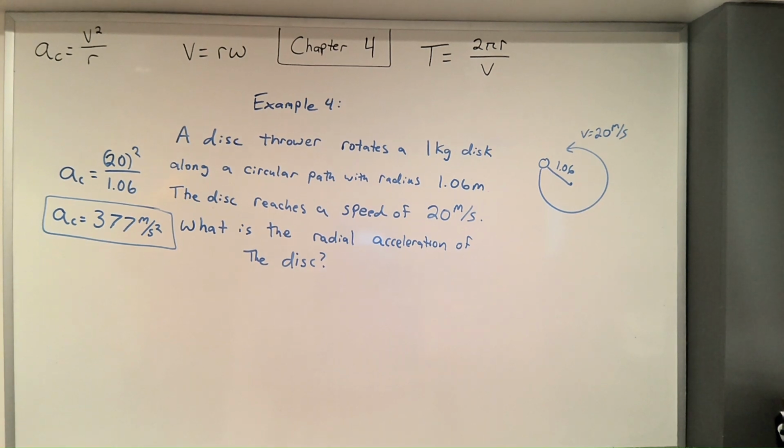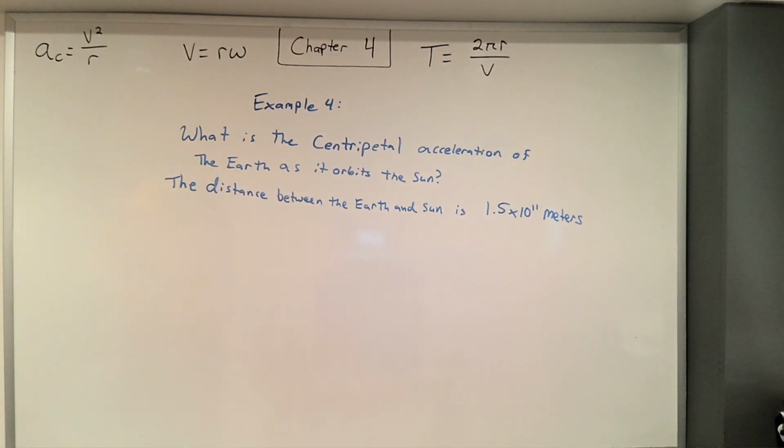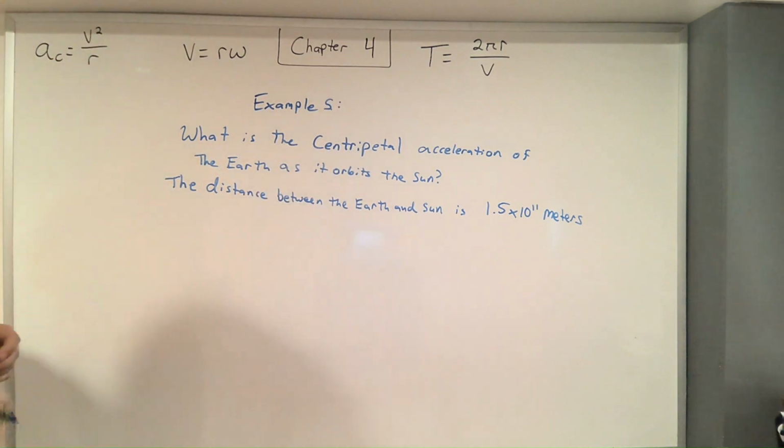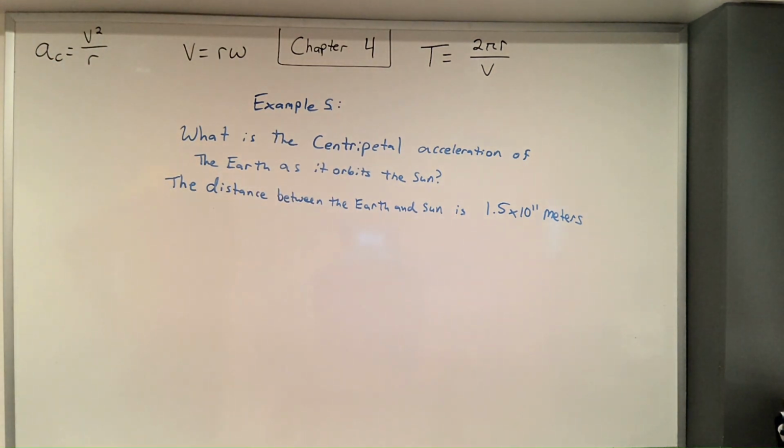Okay, another example we can look at would be something like the Earth and the Sun. So this is example 5. What would be the centripetal acceleration of the Earth as it orbits the Sun? It does give us one bit of info. It says the distance between the Earth and the Sun is 1.5 times 10 to the 11th meters. Nothing else to go on in this one.